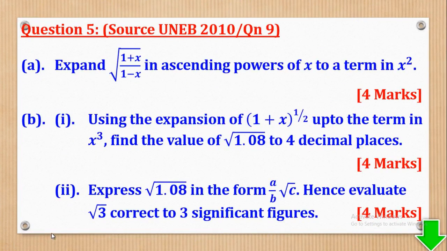Then part b roman 1 says, using the expansion of (1 + x) to the power half up to the term in x cubed, find the value of the square root of 1.08 to 4 decimal places. Okay, let's first do Roman 1.